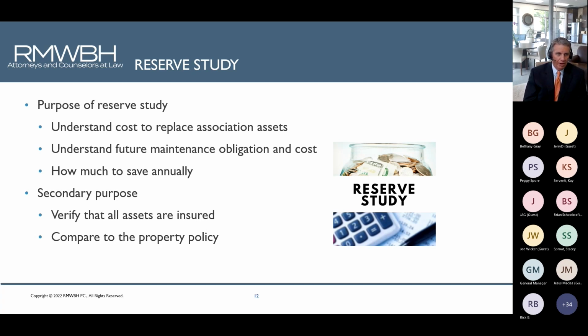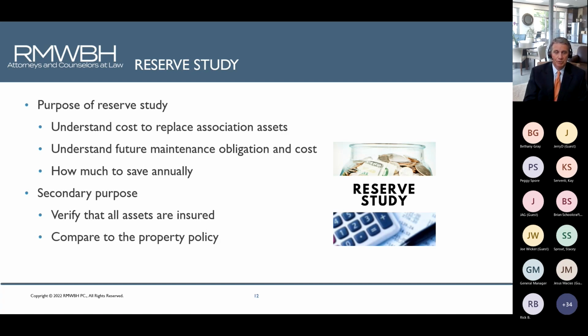A secondary purpose is to verify that all assets are insured and compare to the property policy. What you're really saying there is this: did someone really forget to notify the broker that, hey, we have a new dog park, or there's a new area over here where we built a community center that no one ever told the broker about, and so it may or may not be insured. I'm going to get into more of that later on, how critical it is that you have ongoing communication, certainly on an annual basis, with your insurance broker about your insurance needs.